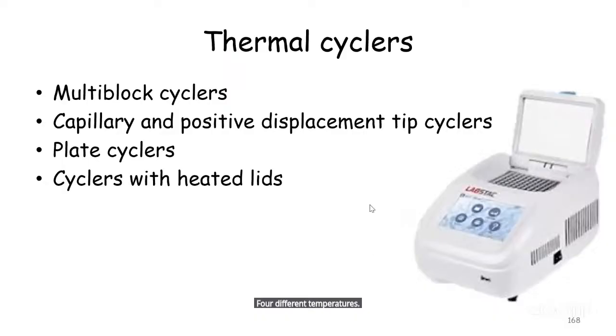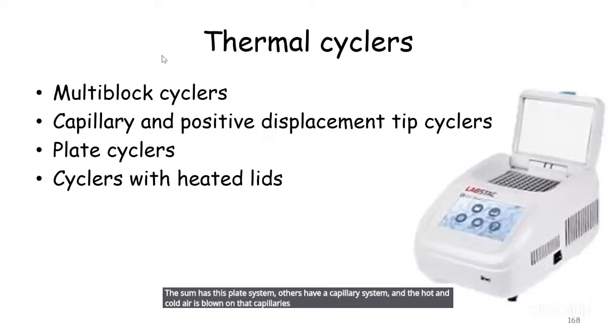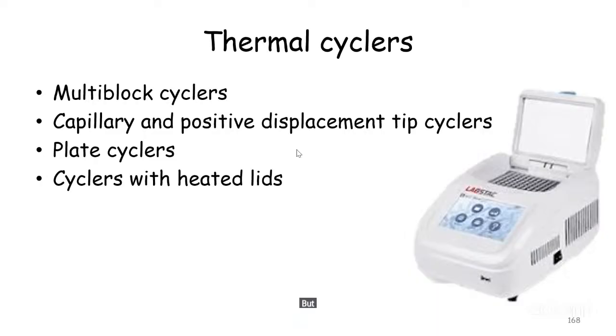So there are various types of thermocyclers. Some have this plate system, others have a capillary system, and hot and cold air is blown on those capillaries. They are much faster because heating and cooling this plate takes a longer time. But capillary based systems are faster. They do the PCR in less time.